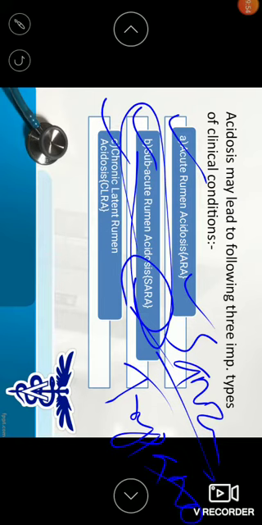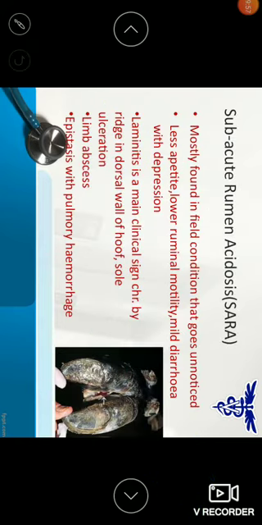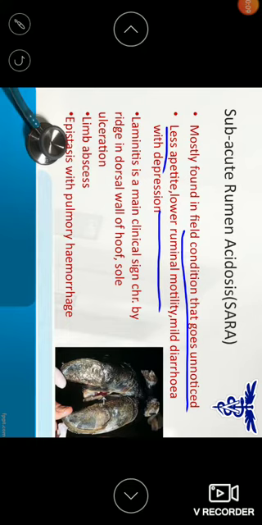Let's see what subacute ruminal acidosis is. It is mostly found in field conditions and goes unnoticed. We cannot detect the condition easily, and there is less appetite, lower ruminal motility, and mild diarrhea with depression. Laminitis is the main clinical feature.